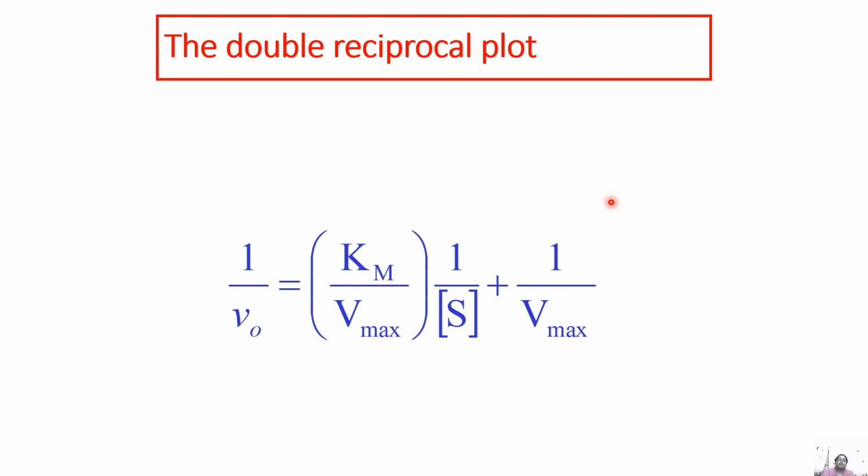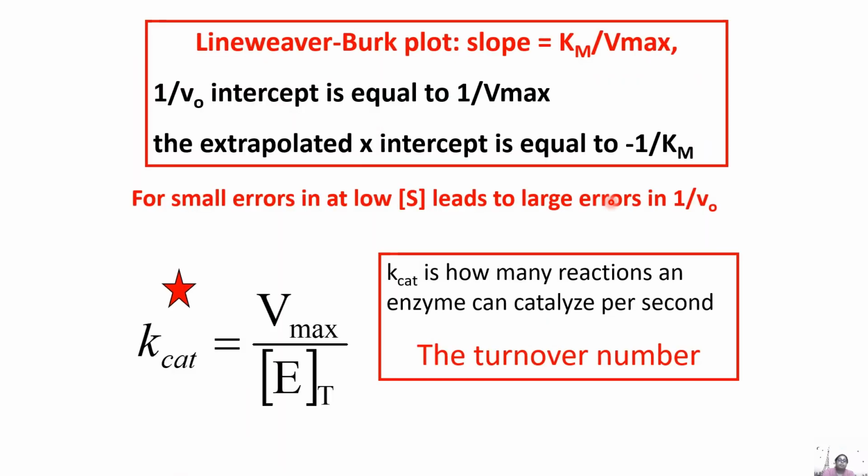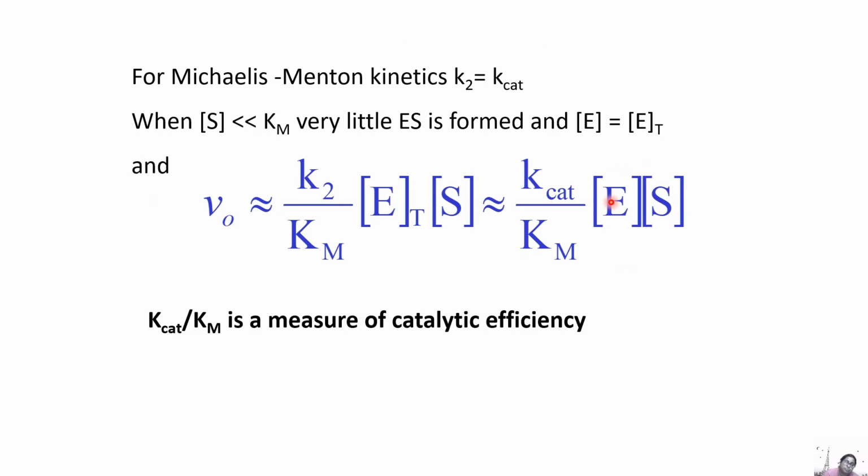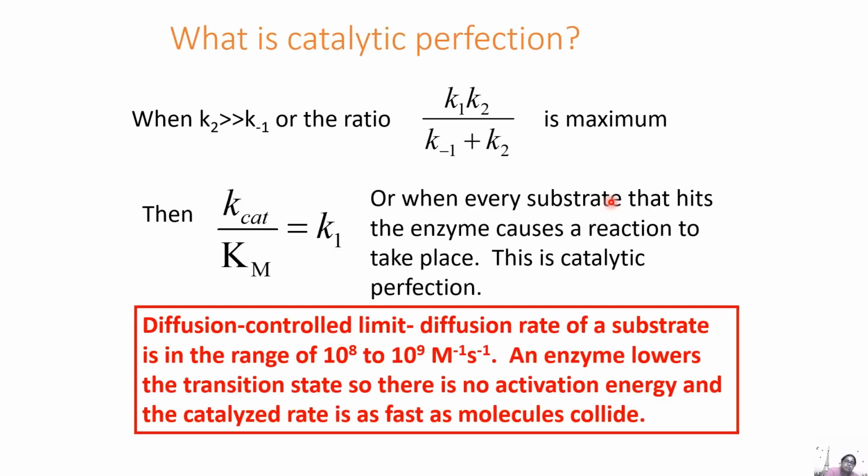So the double reciprocal plot is very important because the Lineweaver-Burk plot actually helps us in analyzing various kinds of kinetic data. So basically the line plot, the intercepts, the extrapolation, everything will give us some kind of information. Now Kcat is basically the turnover number, which shows how many reactions an enzyme can catalyze per second, and Kcat by Km is a measure of catalytic efficiency.